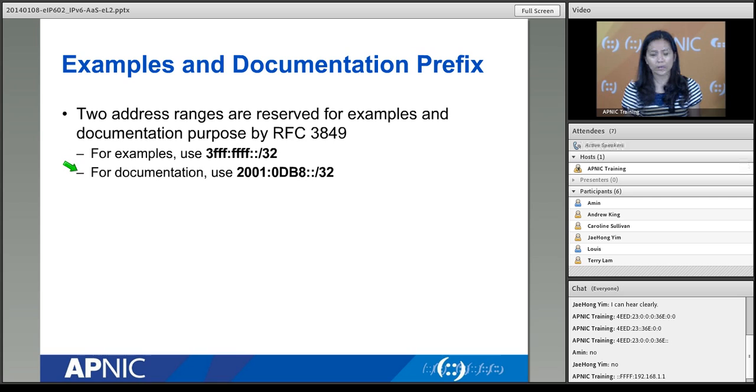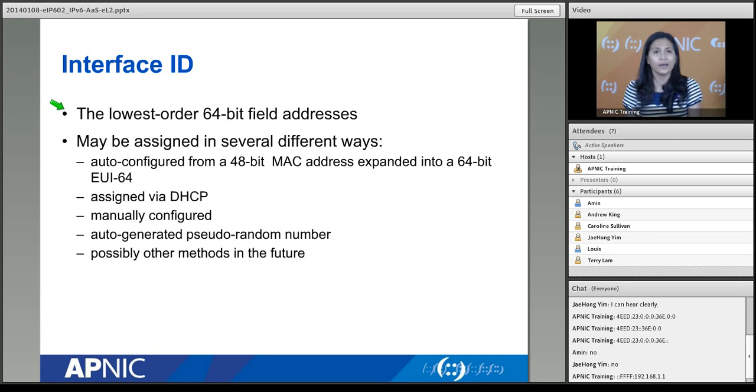In our case, when we create exercises as well, we try to use these documentation prefixes. There is a similar one for IPv4, so just try and find it out. So it's not something new with IPv6 only. IPv4 also has documentation blocks. Any questions with the different types of IP address blocks?